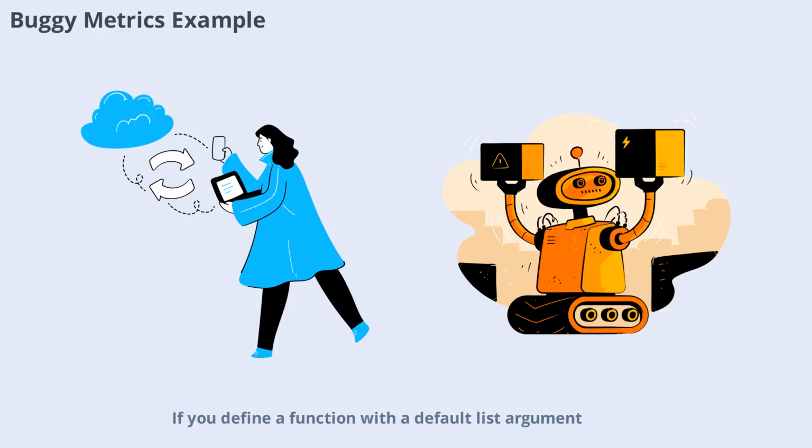If you define a function with a default list argument, every call adds to the same list, mixing up results from different runs. This can make debugging a nightmare. The safe way is to default to None and initialize a new list inside the function. This ensures each run gets its own clean slate.